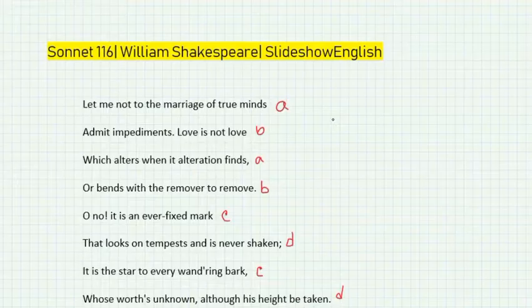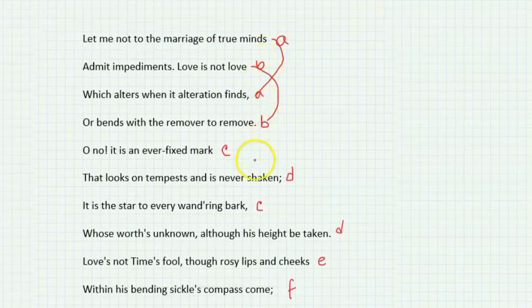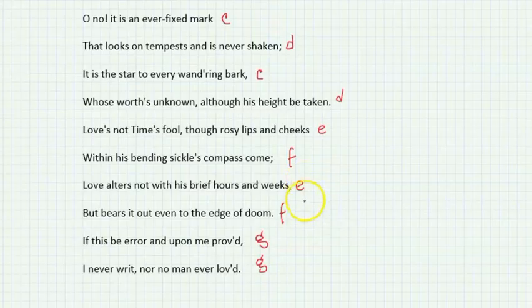This sonnet has a specific rhyme scheme too. As you can see, minds is rhyming with finds, and love is rhyming with remove, and so on. So we find that this sonnet has a rhyme scheme of A, B, A, B, because they are matching. So this sonnet has A, B, A, B, C, D, C, D, E, F, E, F, and finally in the couplet we have G, G.